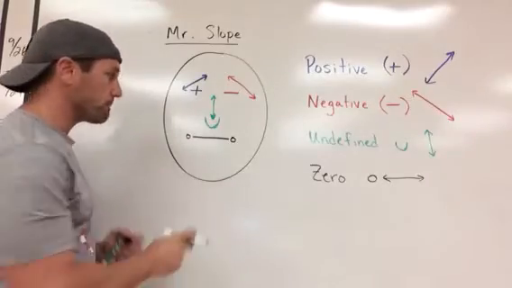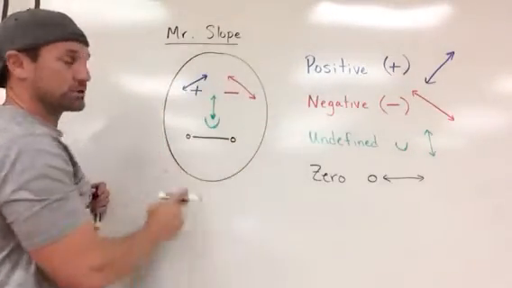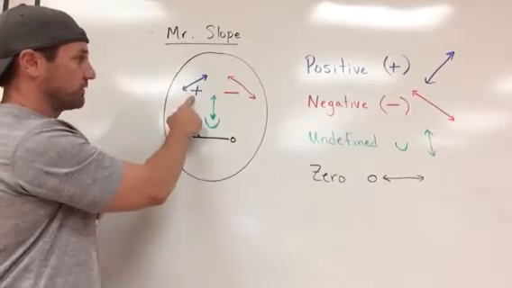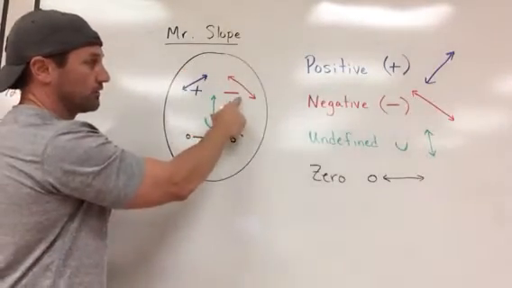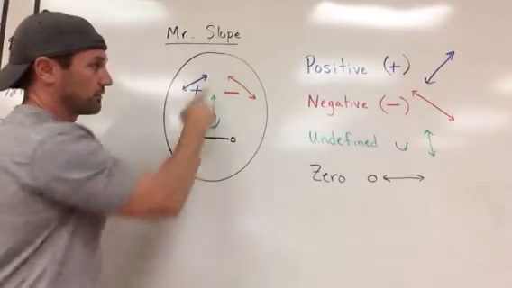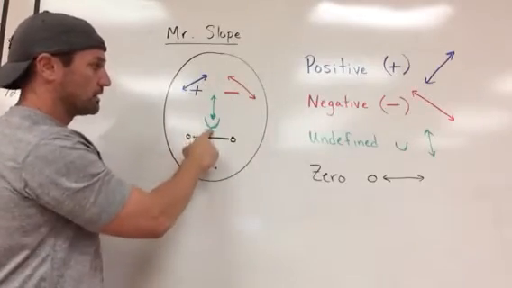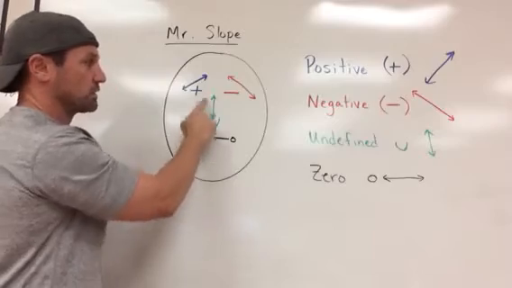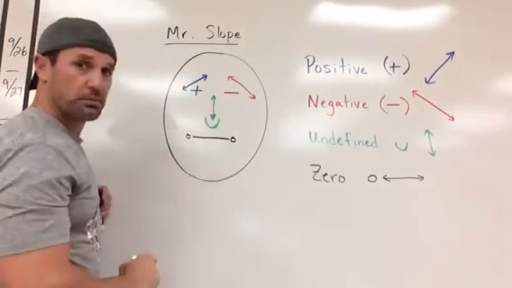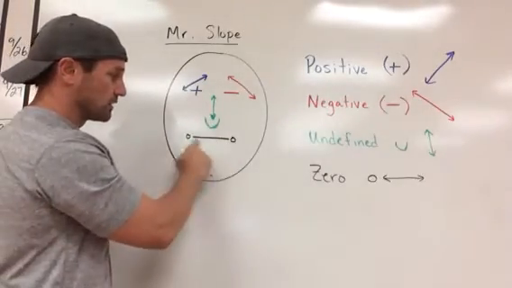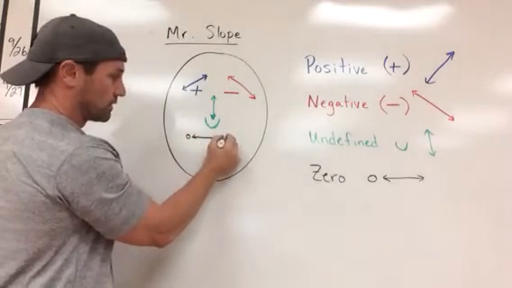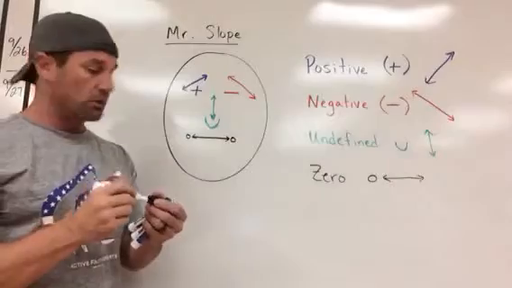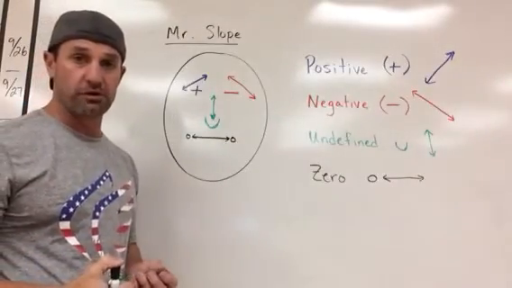Okay? So here is Mr. Slope. Positive slopes go uphill from left to right. Negative slopes go downhill from left to right. Undefined slopes, like the nose, are a vertical line straight up and down. And our zero slopes are a horizontal line. If you want to draw those lines, remember that slopes and lines go on and on forever and ever.